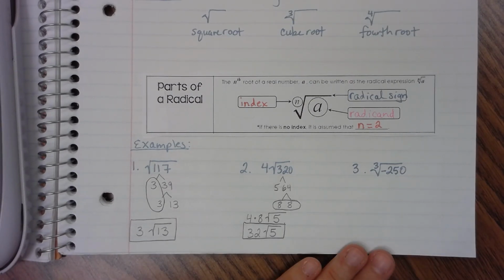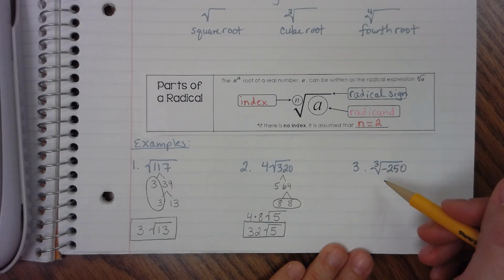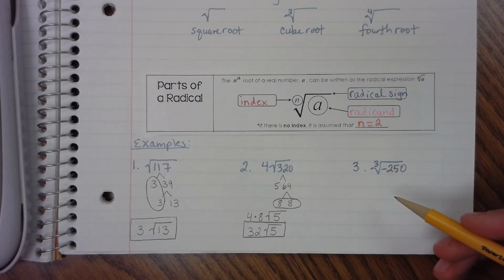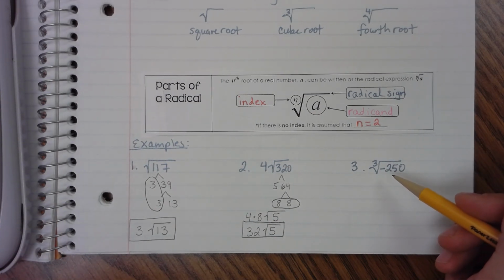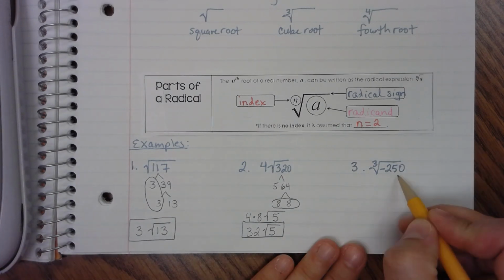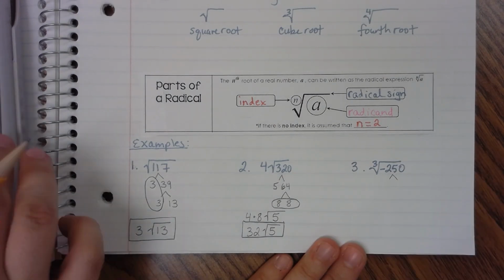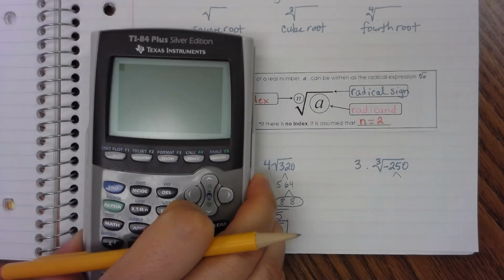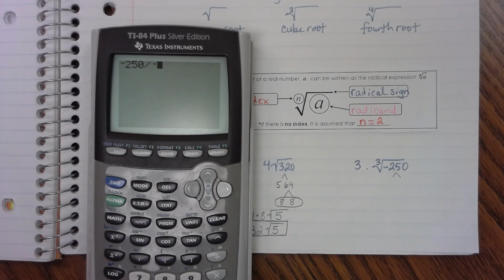The last example we're going to take a look at is a cube. That means I'm looking for numbers that multiply by themselves 3 times, and because it's negative, I'm looking for 3 negative numbers. It ends in a 0, so I know it's divisible by 5. So I'm going to take negative 250 and divide it by negative 5.